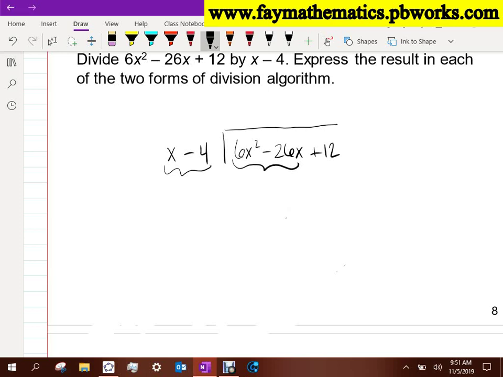The number one thing we have to pay attention to is this term right there. That term is paramount. So we ask ourselves, what do I multiply this thing by so I can get a 6x squared? Blaze said 6x.